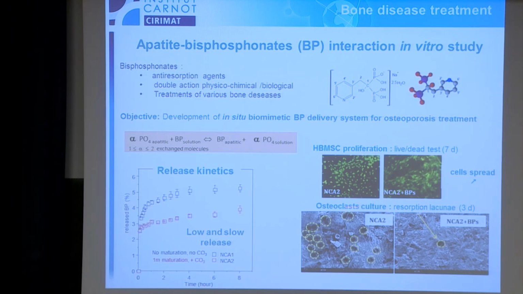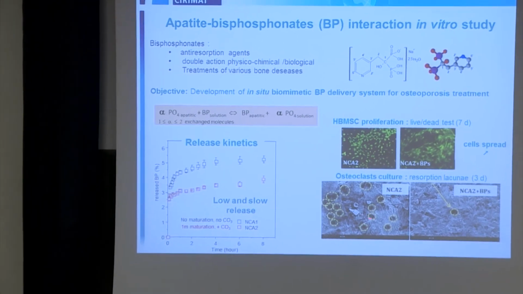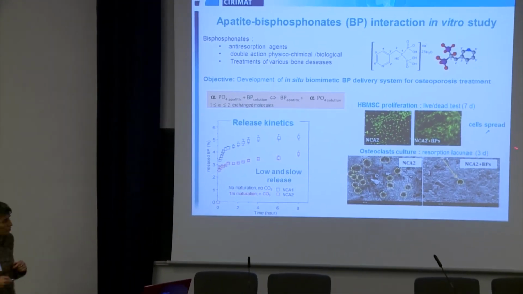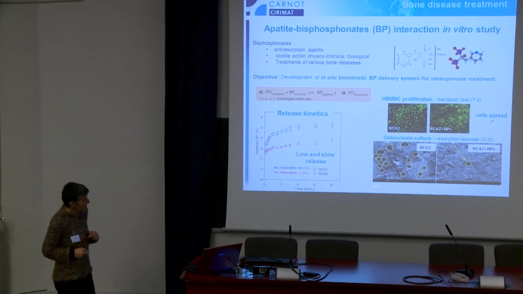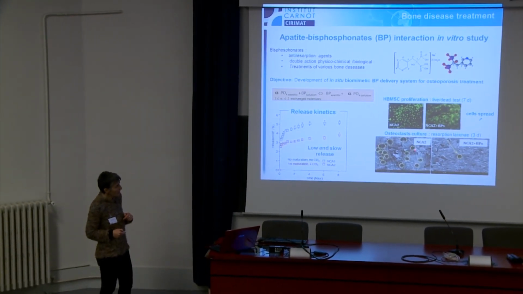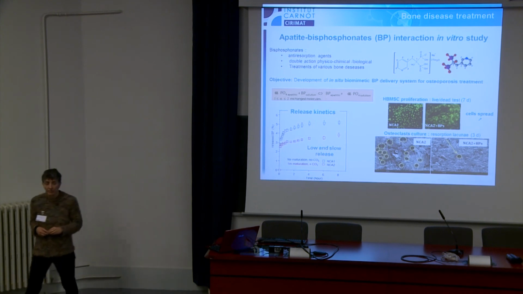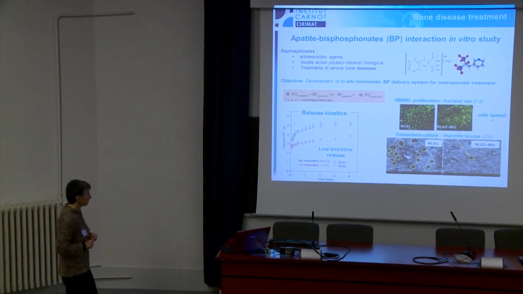And here a test with osteoclasts, so the cells that are in charge of the resorption of bone. And we have a look at the resorption lacunae after 3 days of culture, and you can see that on apatite you have here several resorption lacunae, but when we have adsorbed biphosphonate on apatite, the number of lacunae really decreases a lot.